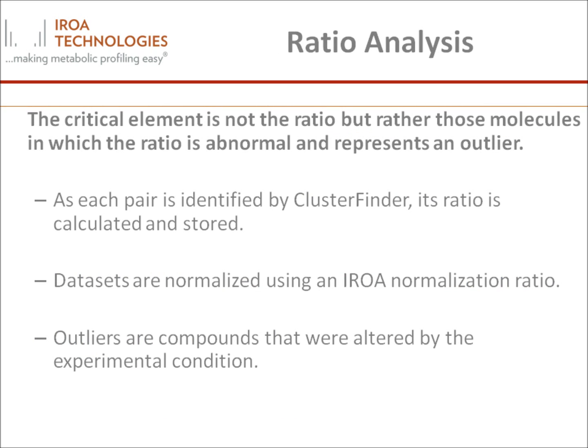Because the isotopic dilution distributes molecules over a number of masses, the sum of the base peaks and their associated isotopic peaks are used to calculate their respective areas accurately. ClusterFinder uses the summed areas to easily calculate their ratio.